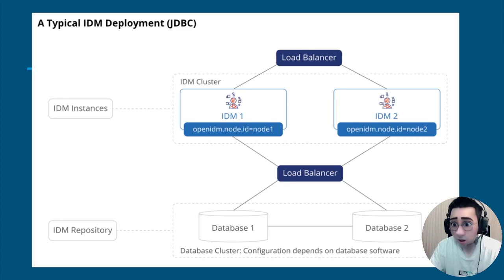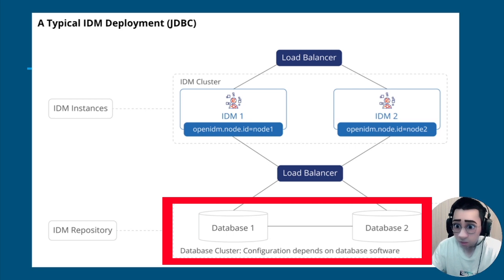A typical identity management deployment environment would look like this, particularly if you are doing it on-prem and using a JDBC database as your IDM repository, which is all at the bottom. The IDM repository will need to be created in a database. Prepare the database by running a SQL script to create the correct data structure needed by IDM to store its configuration, and the identities and entities it is managing. And typically you would create a database cluster.